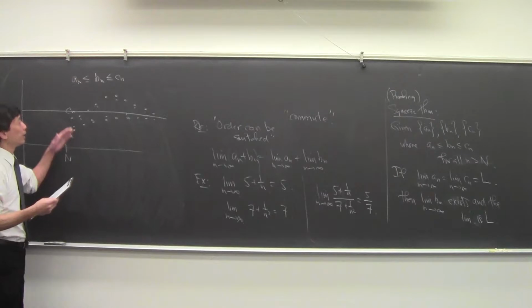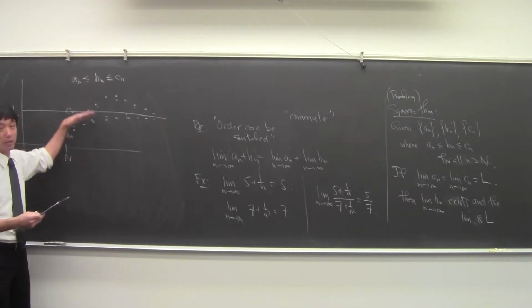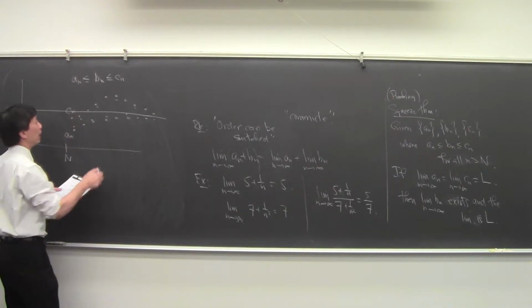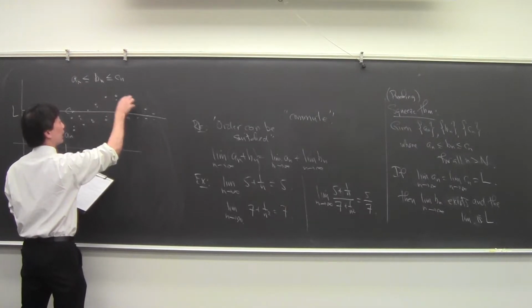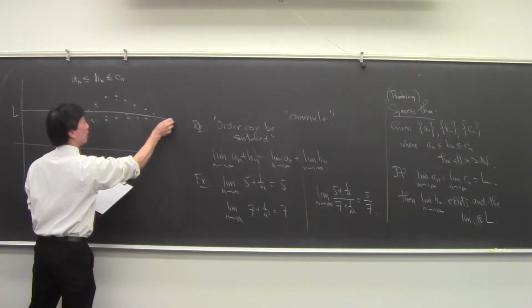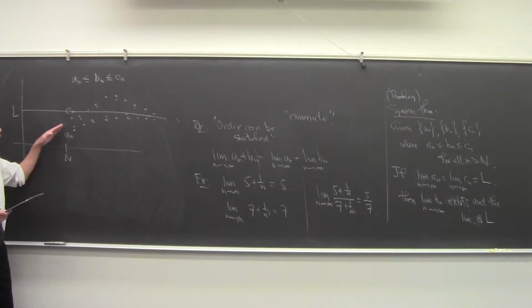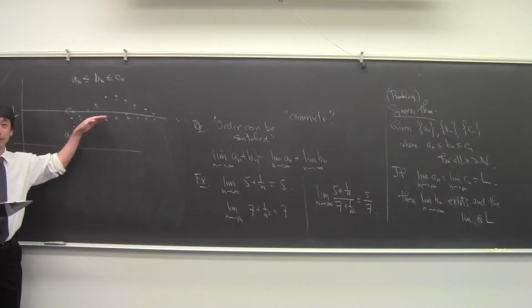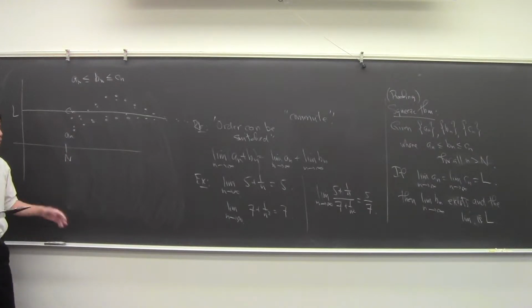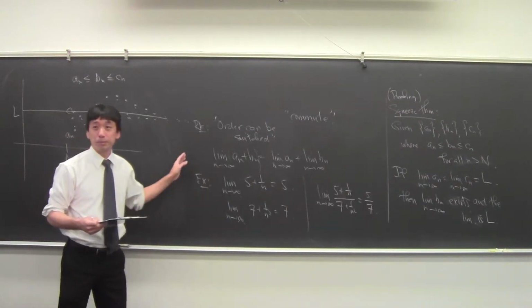So that guy in the middle is kind of crazy. It bounces back and forth, maybe, but the upper guy and the lower guy ultimately converge to some number L. And so the one in the middle is going to have to converge to that number L also. So that's what the theorem says.